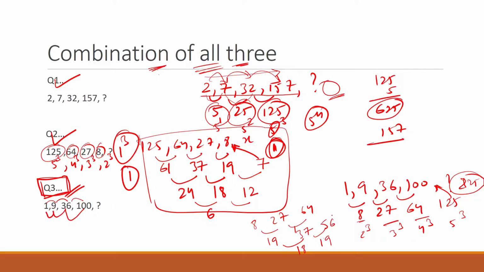If you add 56 to this one, was this 56? Yes, it was 56, and if you add 56 to 64, it will become 64, 6 plus 4, 10, 6 plus 6, 12, 120. If you add 120 to this term, so this should be 125.